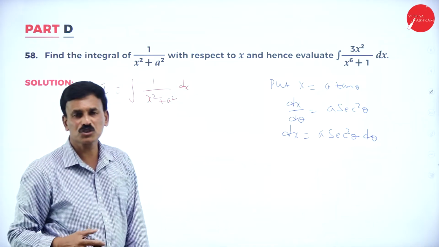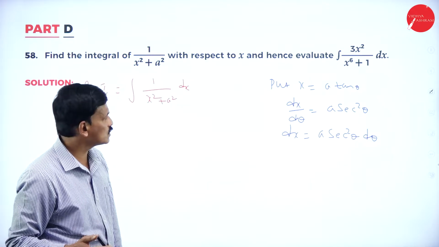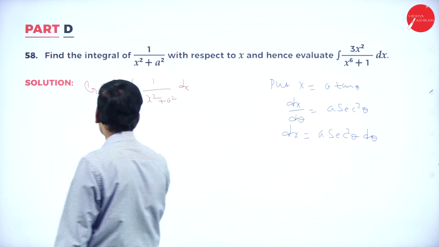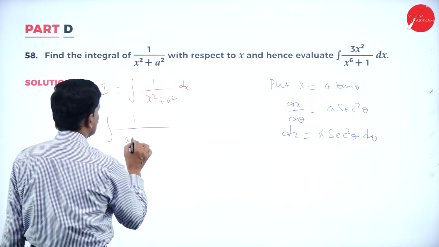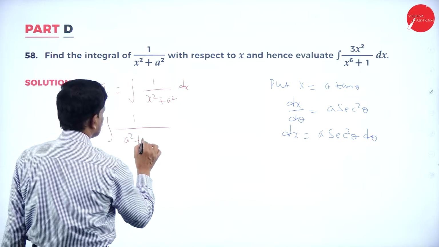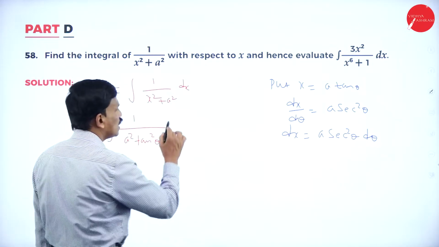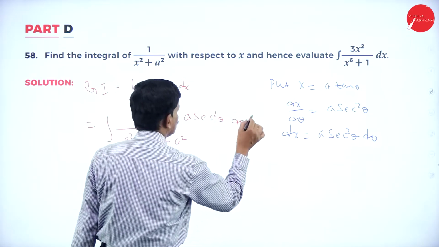Now let us take the substitution. Put x is equal to a tan theta, dx by d theta is equal to a secant square theta, dx is equal to a secant square theta d theta. Now this given integral reduces to integral 1 over, what is x? A tan theta whole square can be written as a square tan square theta plus this a square as it is, and what is dx? dx is equal to a secant square theta into d theta.